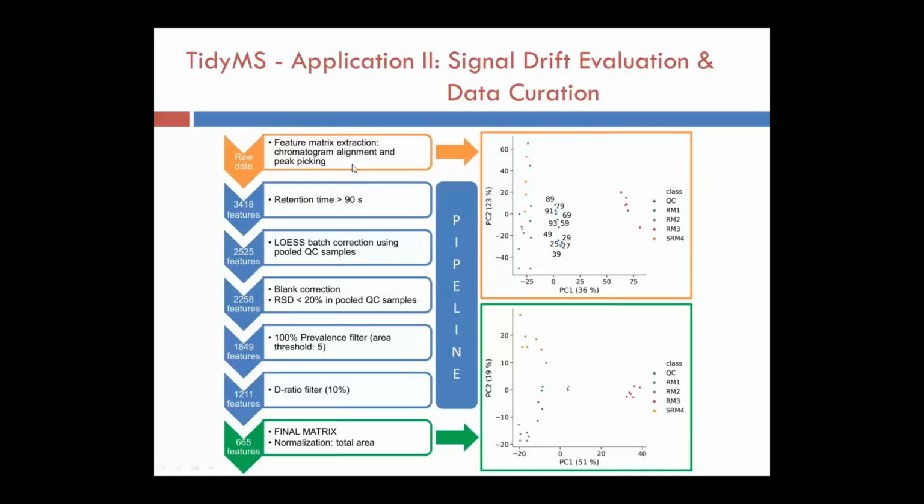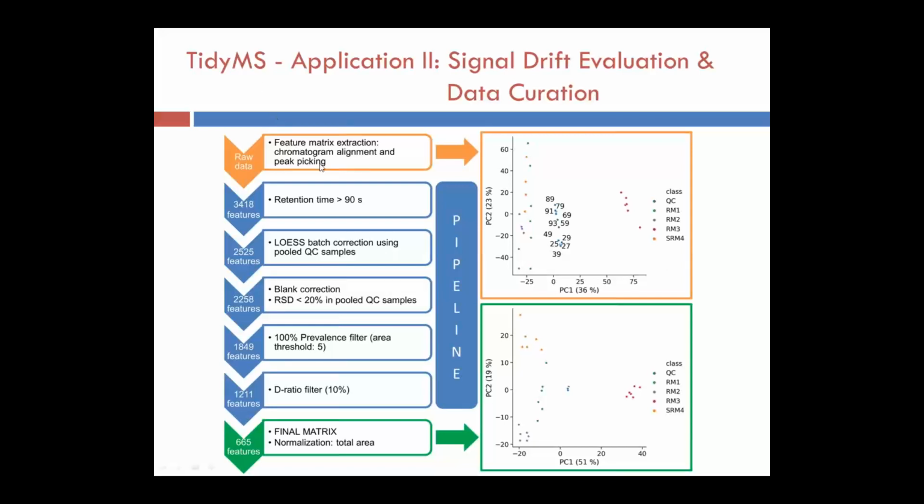So we extracted a feature matrix with Progenesis QI, and this is the PCA score plot that corresponds to the raw data, in which we have included the injection order of these are the pooled QC samples, and these other colors correspond to the other study samples from the candidate reference materials. We see, based on the order of injection in the pooled QC samples, that there is some time-related variance, probably due to signal drift, that can be corrected.